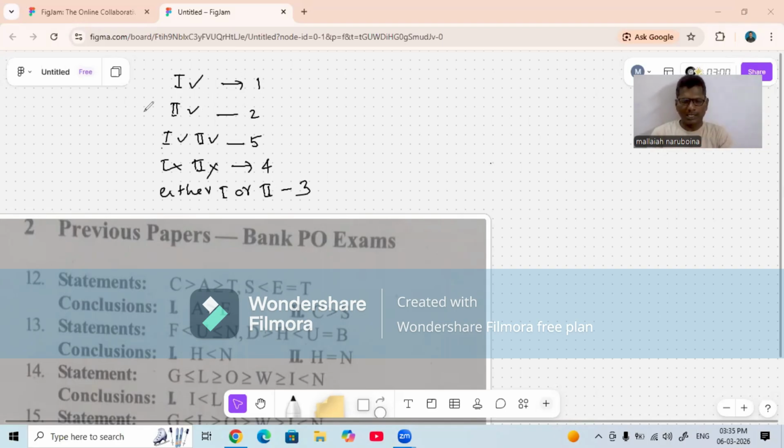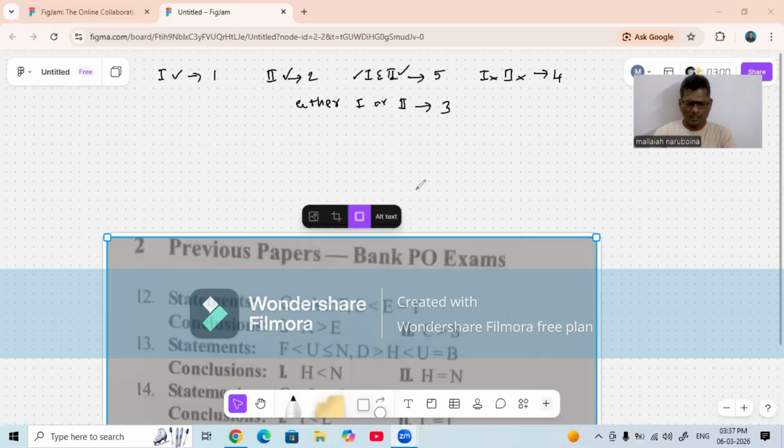So observing this, reading these directions, you have to choose the answer. Let us solve the next question. If only conclusion 1 follows, your answer is 1. If only conclusion 2 follows, your answer is 2. Both 1 and 2 follow, your answer is 5. If both 1 and 2 are wrong, invalid, then your answer is 4. If either 1 or 2 is right, then your answer is 3.